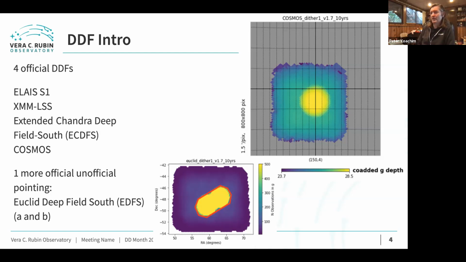There's the names of them, and then the unofficial final field is Euclid, which we've split into 2. So it's the same total number of visits as the other fields, but split into 2. And you can see the Euclid footprint in red around there, and then that double field. So those are the deep drilling fields. Go ahead and give me the next slide.